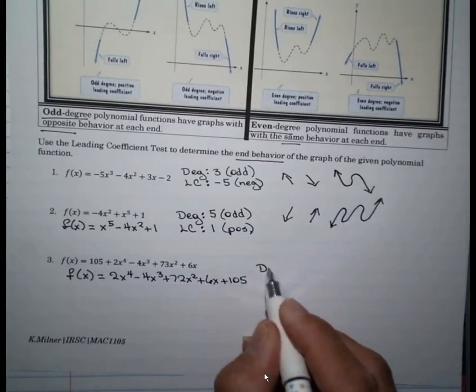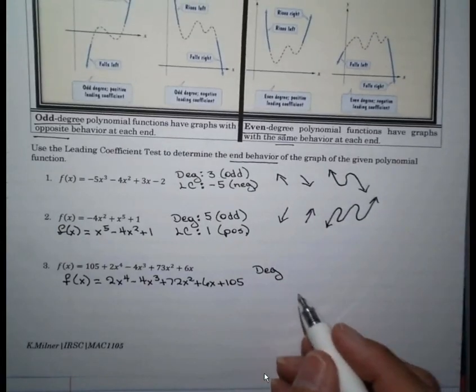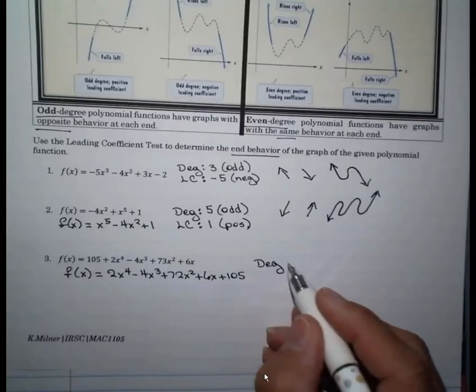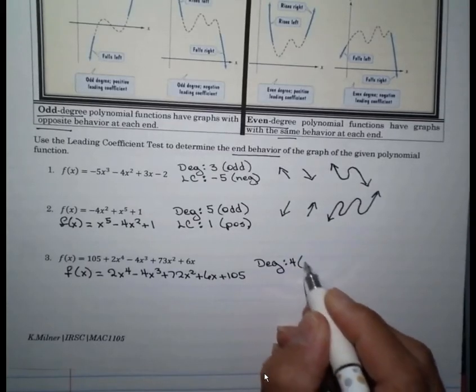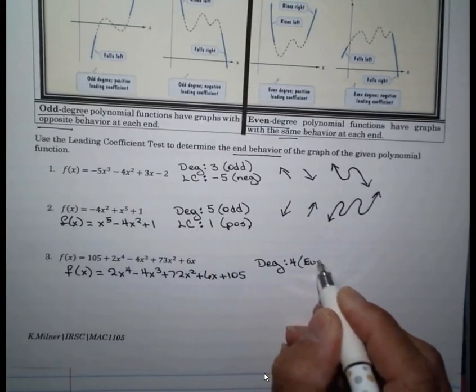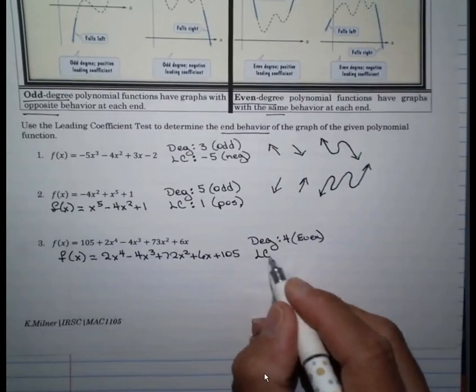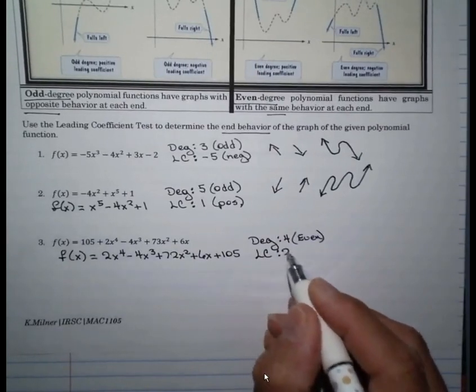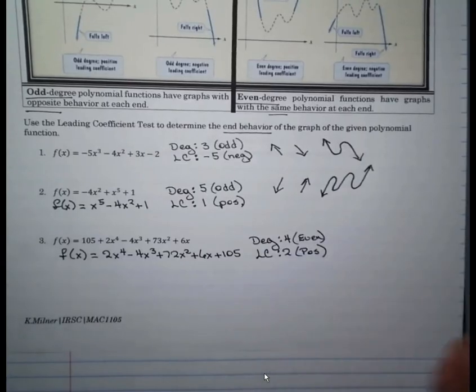The degree of this function is going to be 4, right? And I know that that's an even number. And then I look at the leading coefficient, and I say it's a 2. And a 2 is positive 2, right? So what do I expect?